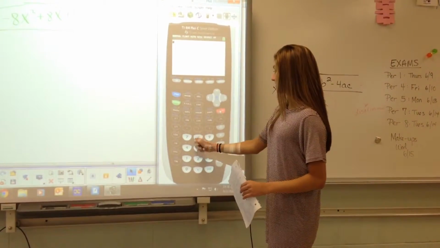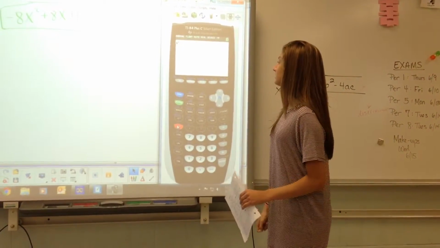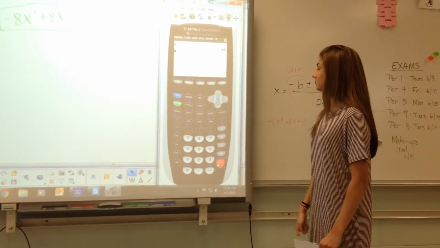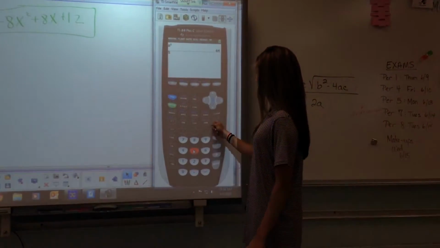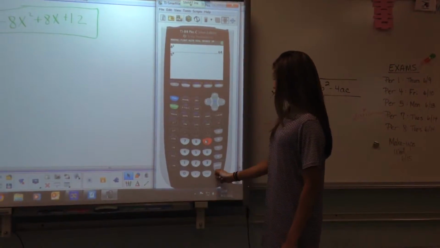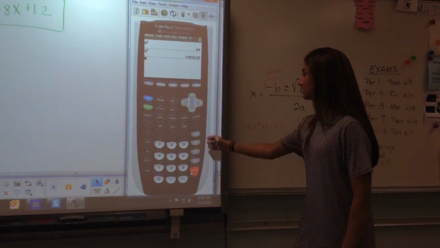These buttons are really important, so if you have like 8 squared, you can use that button and hit enter, and it will give you the answer, or if you have like 5 to the 9th, you can hit enter, and it will give you the answer.